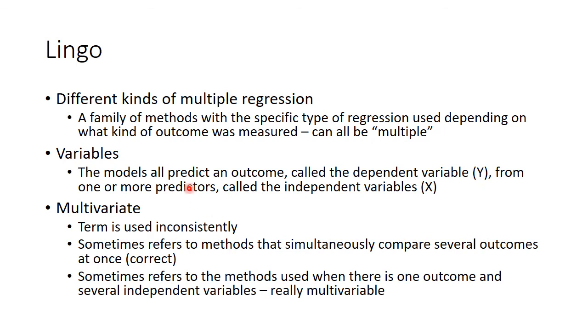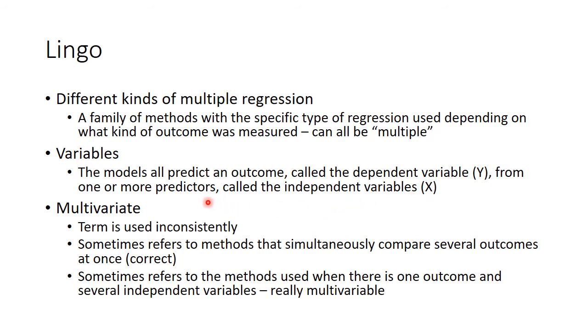With the different types of multiple regression, there are lots of different methods for this. As long as we're using multiple variables, we can consider these to be multiple regression. The variables we're looking at all predict a specific outcome. That output variable is the dependent variable, because it depends on whatever we set as our x, or inputs. So y is our dependent variable, and from one or more predictors, which we call the independent variables, on our x-axis.